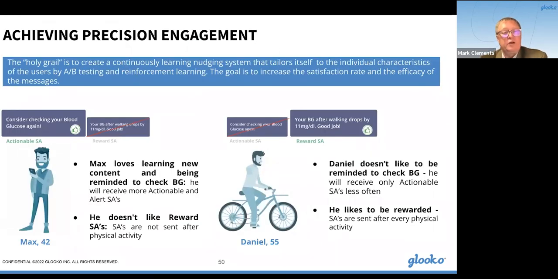And then, putting it all together, the holy grail would be to evolve beyond just rules-based algorithms for doing this to creating a continuously learning nudging system that tailors to the individual's characteristics through the use of A/B testing and reinforcement learning. The goal would be to continually increase the satisfaction rate and the efficacy of the messages.